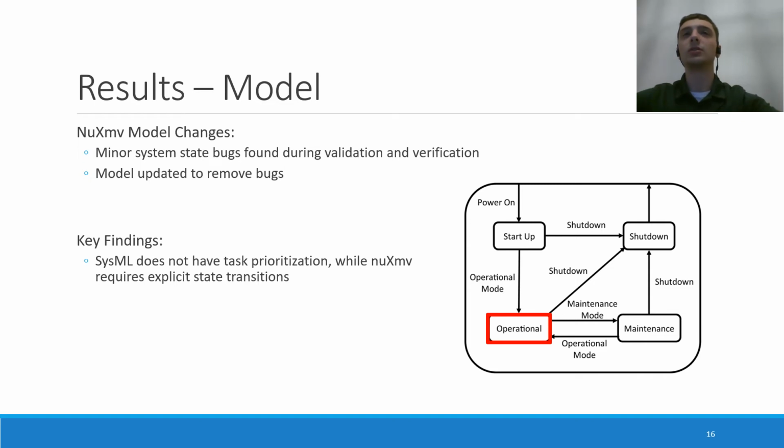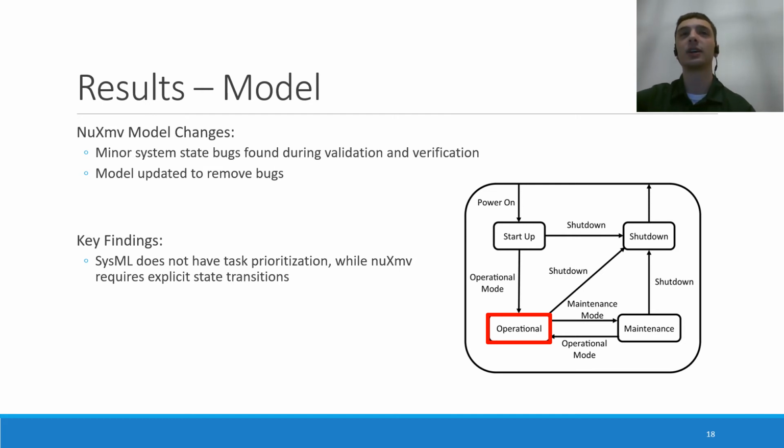If a degraded or failed state occurs while in operational mode, the system will transition to maintenance mode. At this point, maintenance tasks must be completed before returning back to operational mode. However, the task priority information is not stated explicitly in SysML, so the nuXmv model was allowed to switch back to operational mode, even when it was in a failed state.